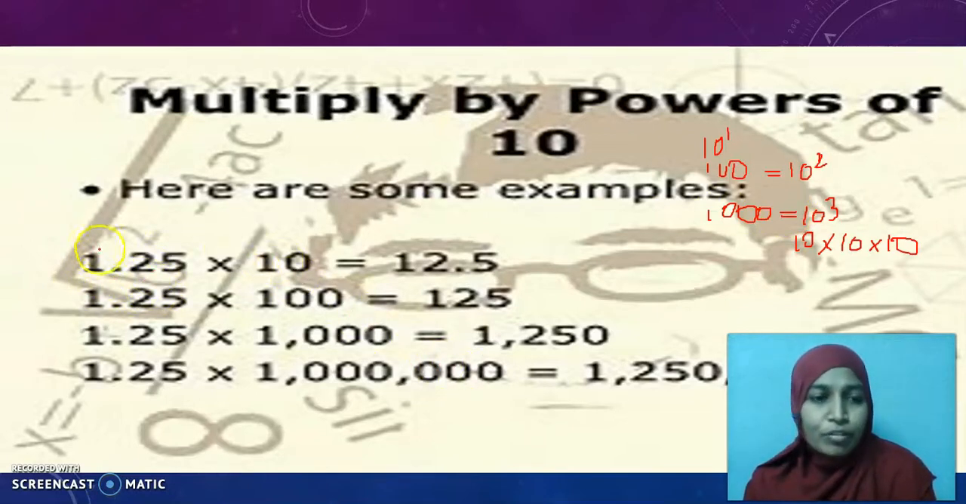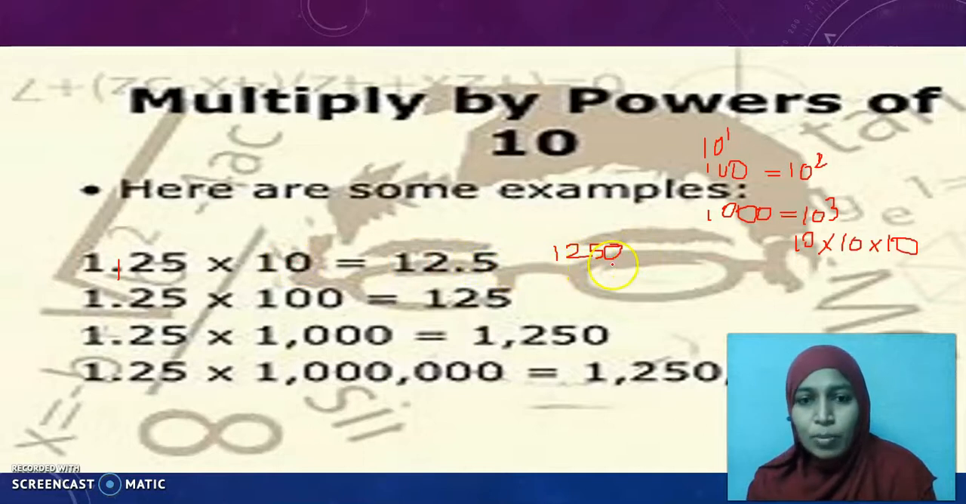Here is an example for you. 1.25 into 10. What is the answer? As I have told, we have to forget the decimal point and multiply this number. So what will I get? 1250. Am I right, my dear children? I forget the decimal point, so it is 125 into 10, which is nothing but 1250.